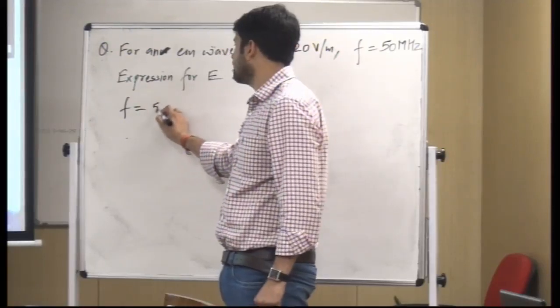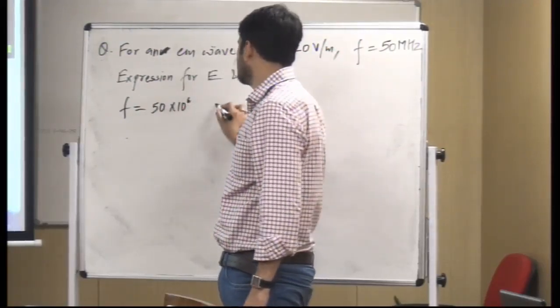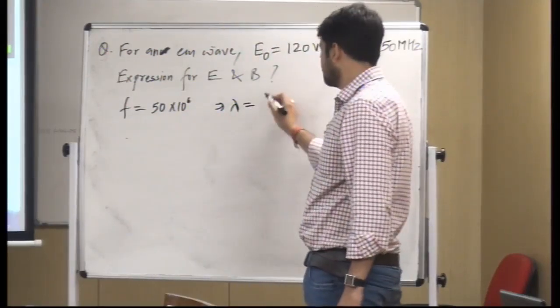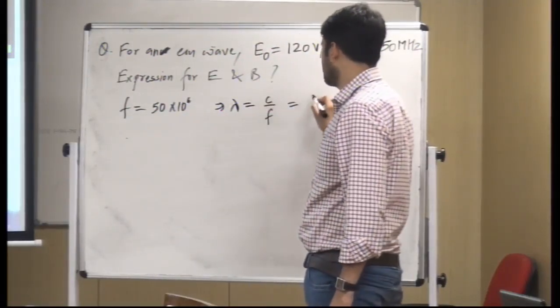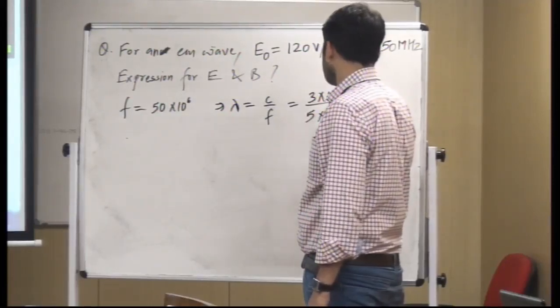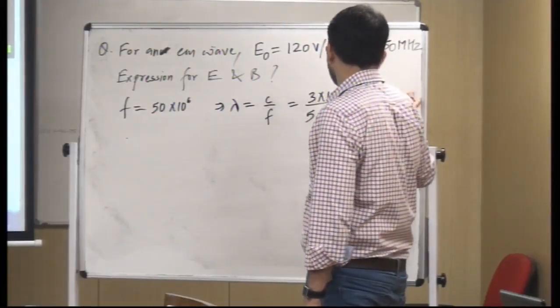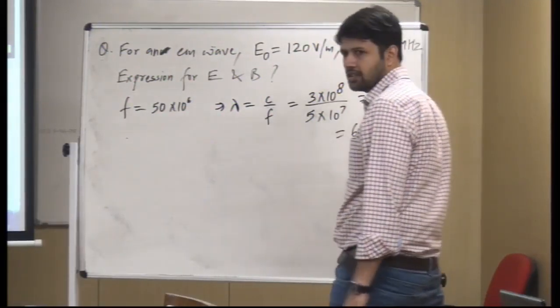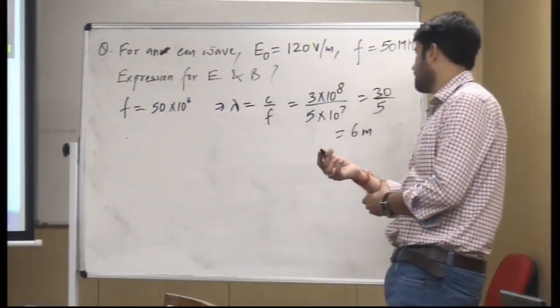The frequency is 50 into 10 raised to power 6. The wavelength would be how much? C by F. So this is 30 by 5, or 6 meter. Right? Okay?